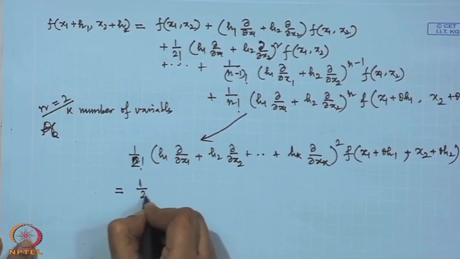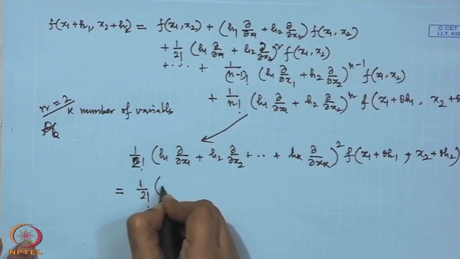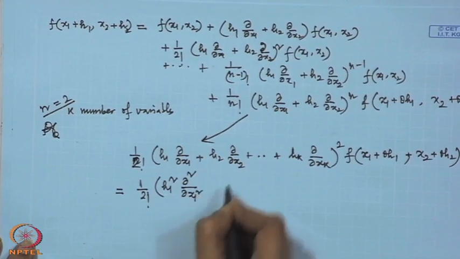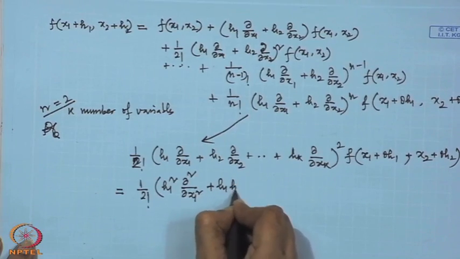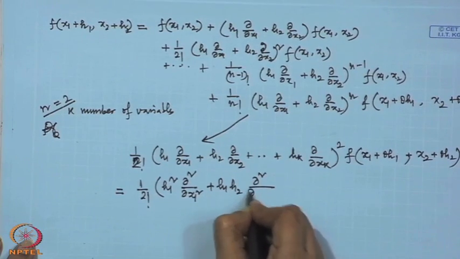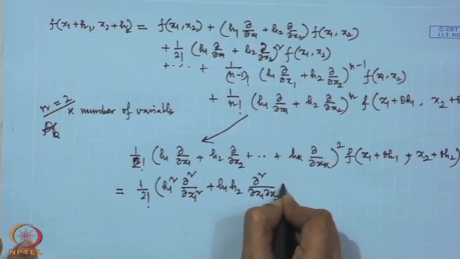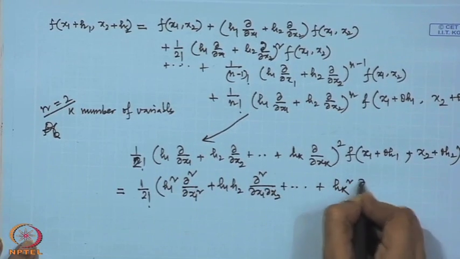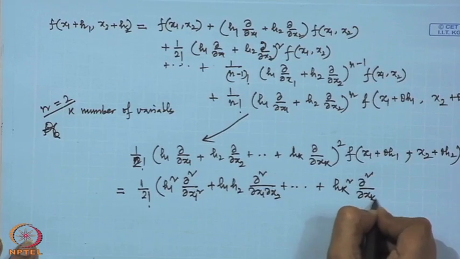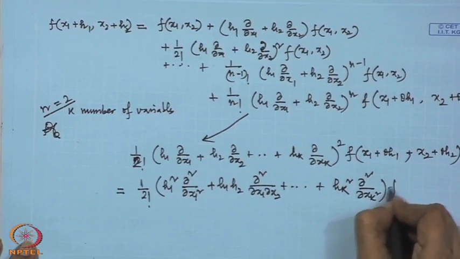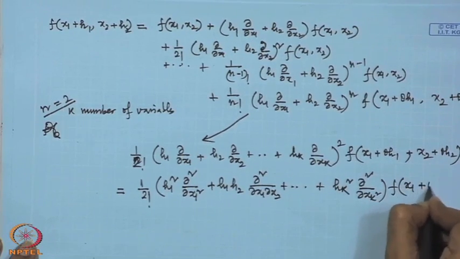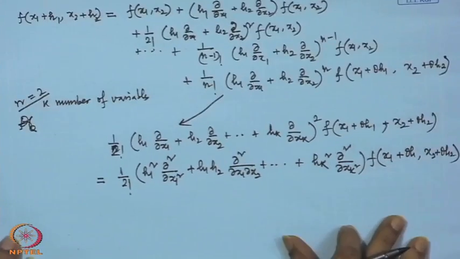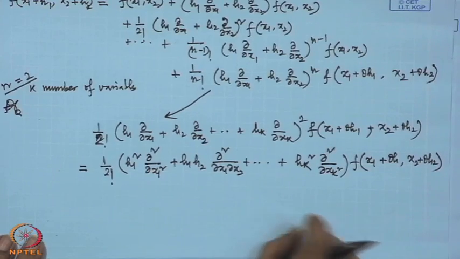If I expand it further, it would be equal to 1 by 2 factorial, h1 square del 2 by del x1 square, h1 h2 del 2 by del x1 del x2. Like that, it will go further and further, and the last term would be hk square del 2 by del xk square, and this would be evaluated at x1 plus theta h1, x2 plus theta h2. The same thing has been written here as well.